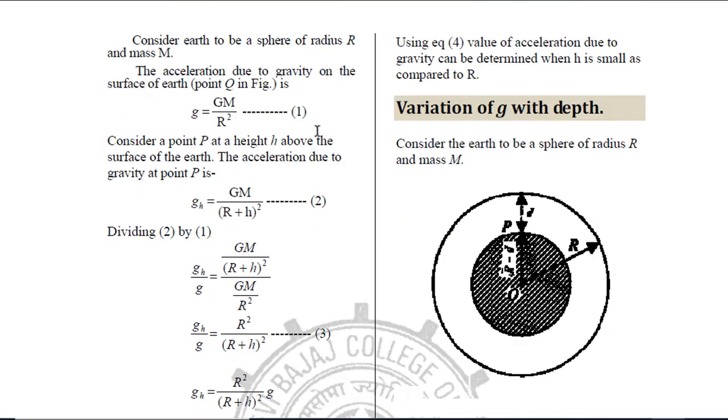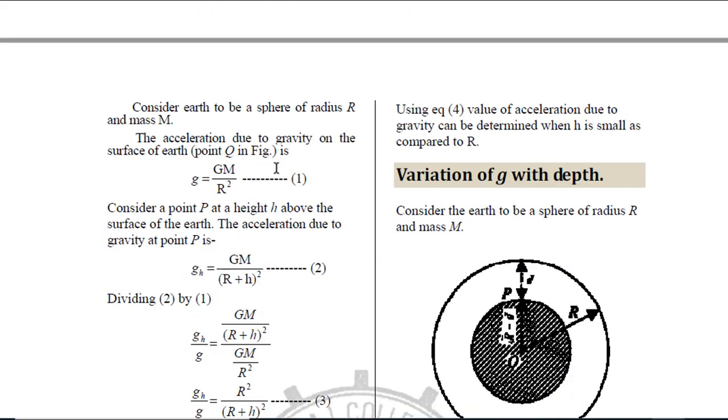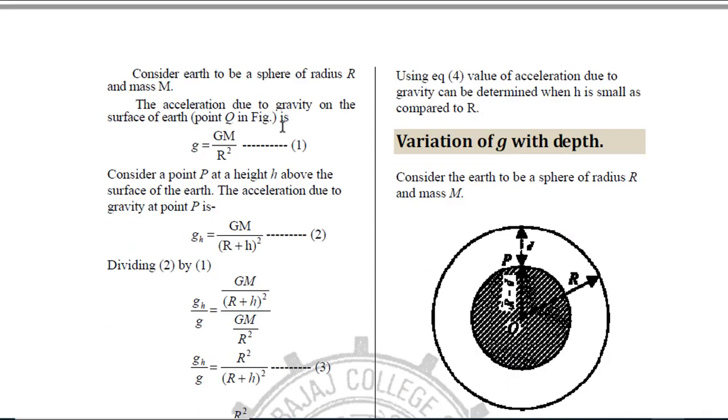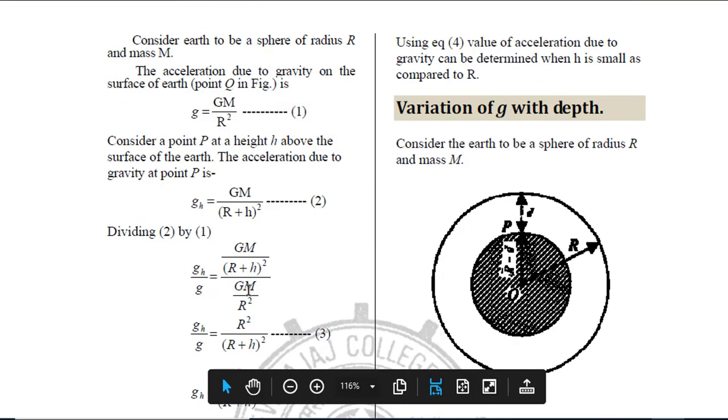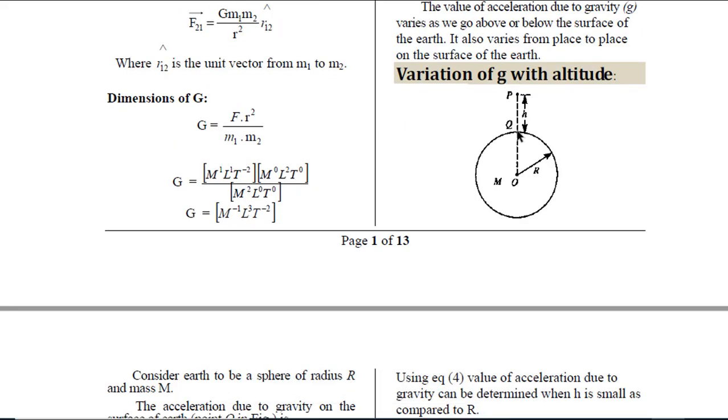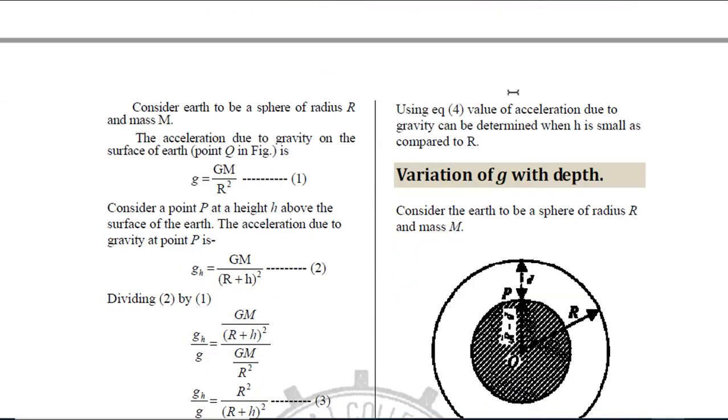So consider this to be a sphere of mass m, the acceleration due to gravity on the surface of the earth, point Q. Okay, they are using point Q, it means on the surface of the earth. Point Q ni kwenye surface of the earth, but that body is at point P, somewhere where we are trying to see the difference between ikiwa kwenye surface of the earth na ikiwa at a certain height. It means that's where the altitude is coming in.